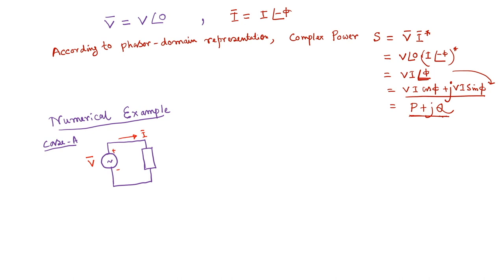What we will consider here is that the RMS value of V is equal to 220 volt, and the RMS value of the current I is equal to 10 ampere, and the power factor, which is represented by P F, that is the power factor of the load, is equal to 1, that is unity.